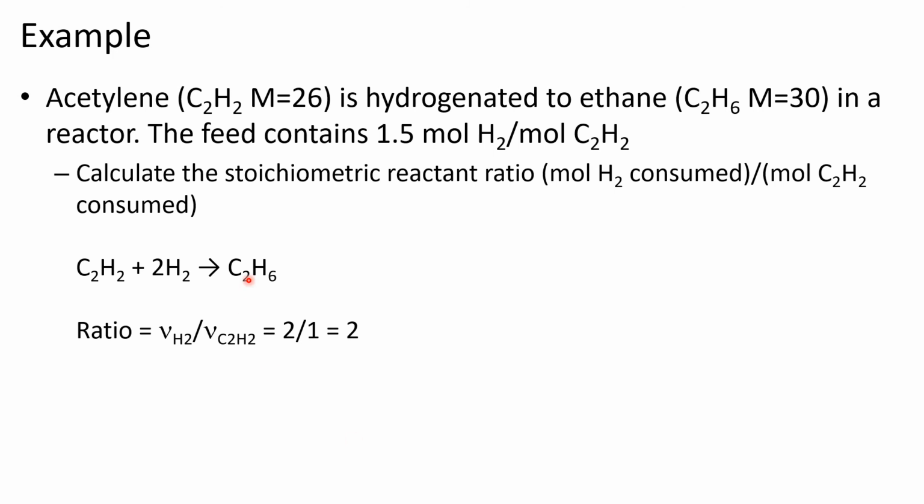Next, let's calculate the stoichiometric reactant ratio of hydrogen to acetylene. From a balanced chemical reaction, we can readily calculate that. The stoichiometric reactant ratio is given by the ratio of the stoichiometric coefficients. So we take the stoichiometric coefficient for hydrogen, divide that by the stoichiometric coefficient for acetylene. We get 2 over 1, which is 2.